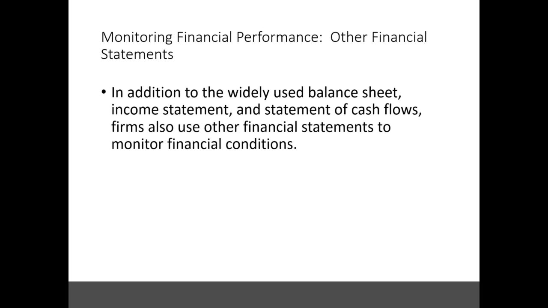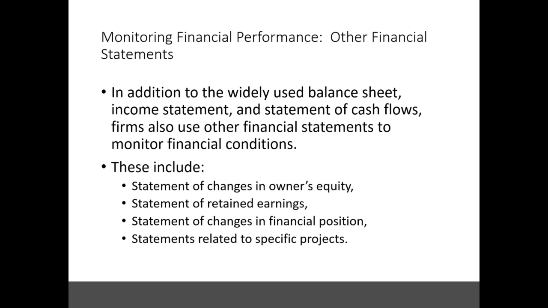So, in addition to the balance sheet, income statement, and statement of cash flows, firms also use other financial statements to monitor financial conditions. These include statement of changes in owner's equity. So if an owner's equity changes at given times, generally there's a statement that reflects that. Then you have retained earnings, a statement of your retained earnings, your statement of changes in financial position, and then statements related to specific projects.